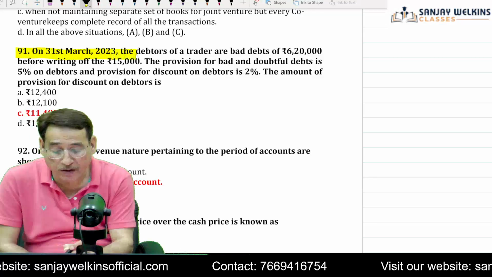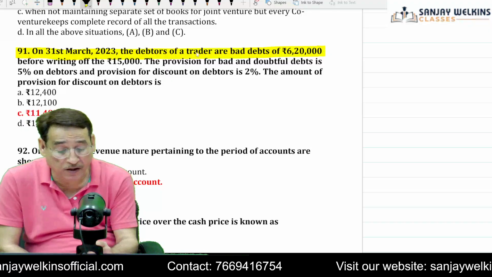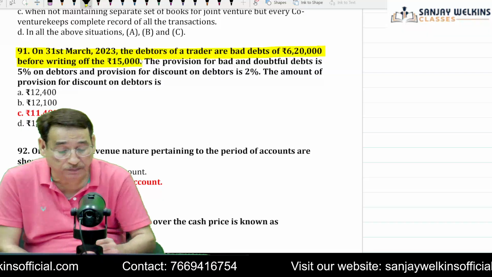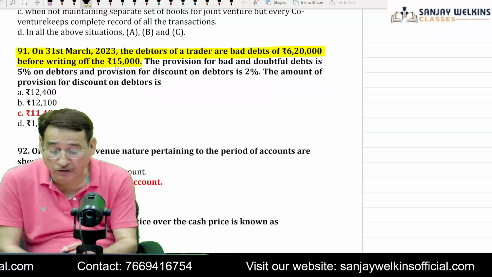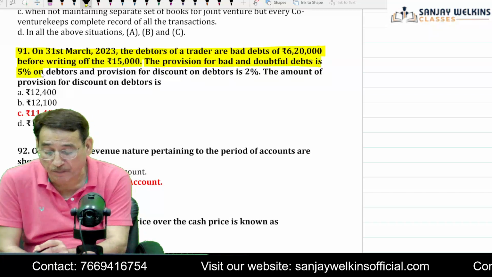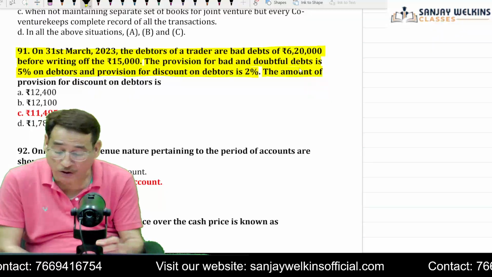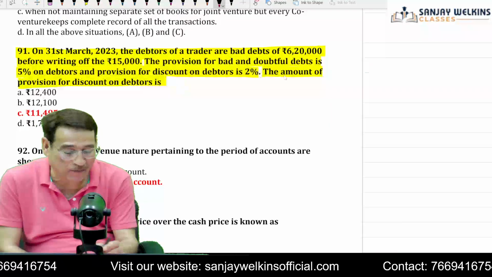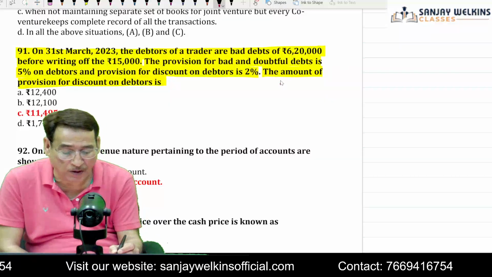On 31st of March 2023, debtors of a trader are 6,20,000 before writing off bad debts of 15,000. The debtors of a trader are 6,20,000 before writing off bad debts of 15,000. The provision for bad and doubtful debts is 5% on debtors and provision for discount on debtors is 2%. The amount of provision for the discount on debtors will be, in this particular question, slight misprinting is there, and lots of misprintings were there in the questions, no doubt about that.